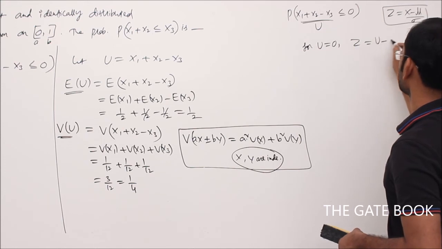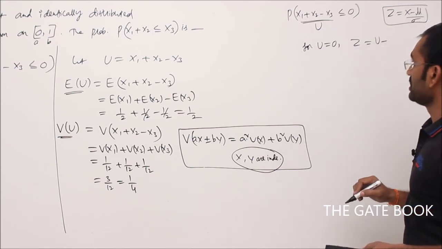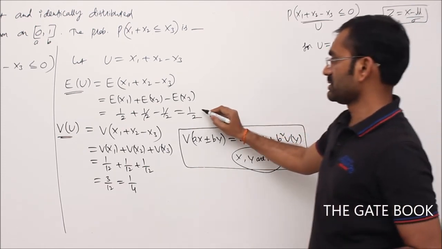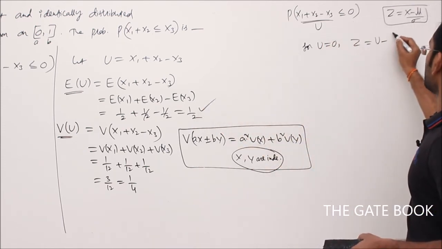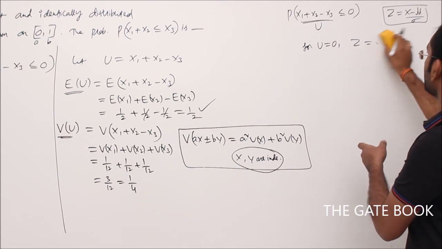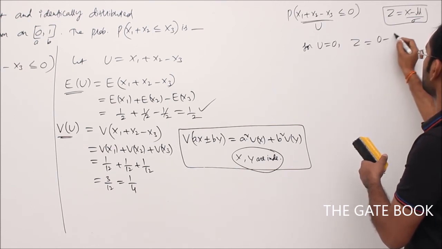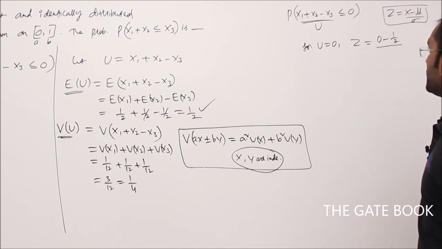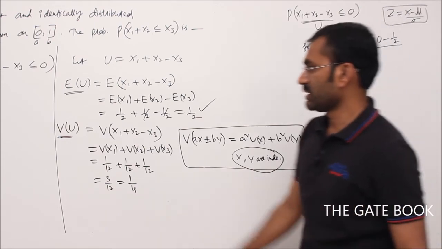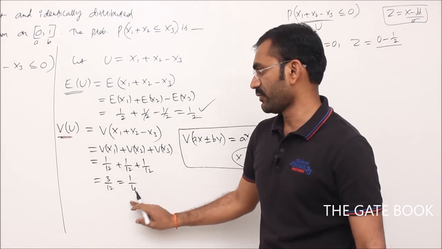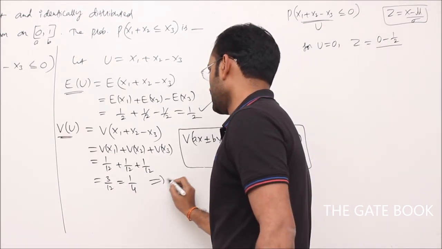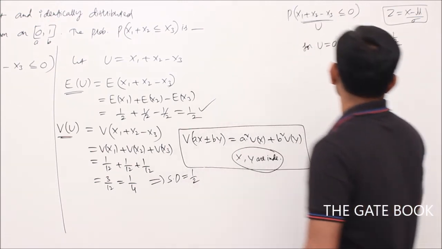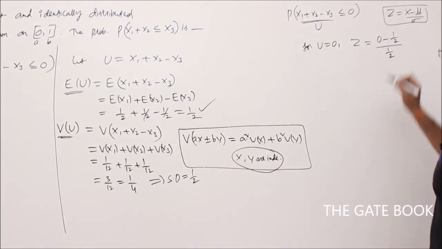So, u minus mu. What is the mean here? We already found the mean of u. Mean of u is 1 by 2. So I am taking u0 here: u0 minus 1 by 2, divided by sigma. What is sigma? It means the standard deviation of u. We got here that variance of u is 1 by 4. It implies the standard deviation, the positive square root of variance, is 1 by 2.